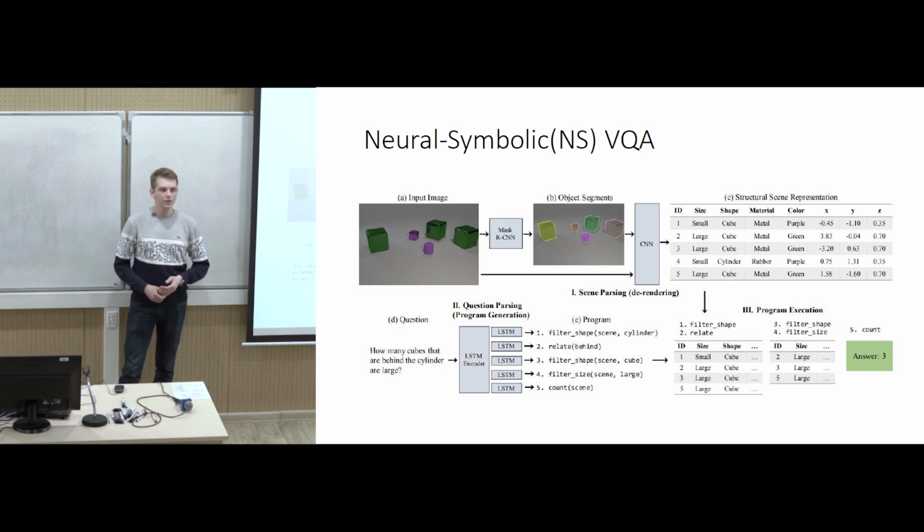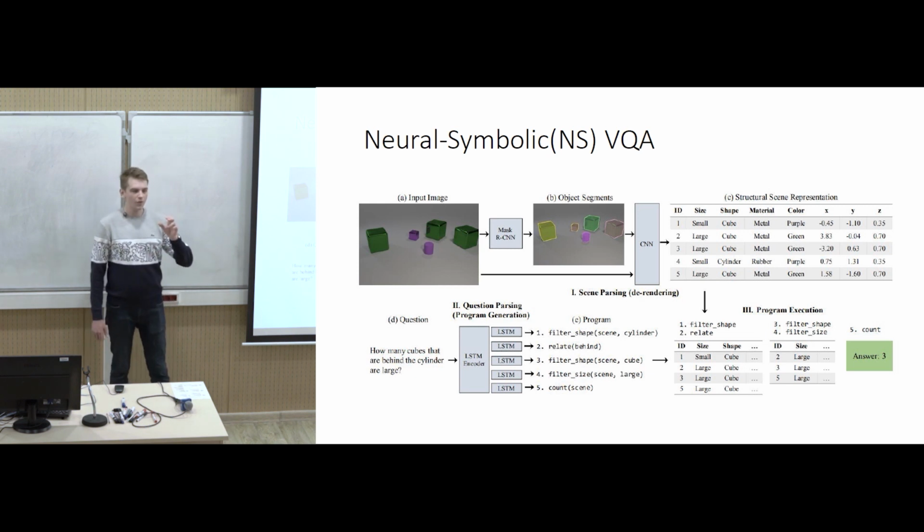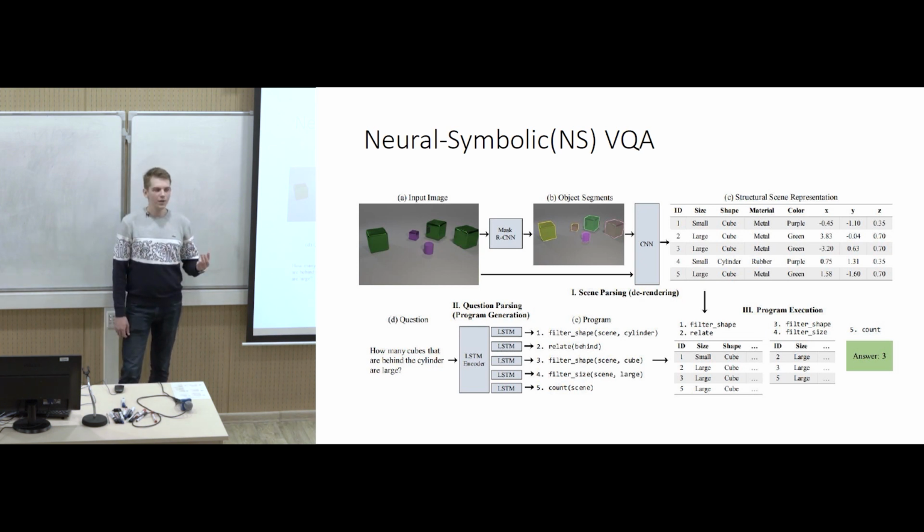The second part is, we have a pair of image and question. The first thing to do is to process the image to get a structural scene representation. The second thing to do is to process the question and to generate a program that will solve the problem that this question states. And the next part is just applying this generated program to this generated structured scene representation to get an answer. Let's go to the details.